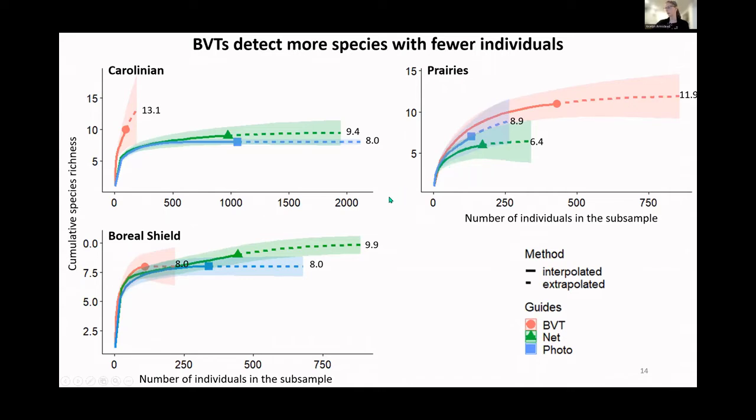And the dashed lines indicate the estimate of species richness based on if sampling was continued past what we did in this study. And from that, we can see that for the Carolinian and the prairies ecozones, blue vein traps are expected to detect the greatest species richness. And for the boreal shield, it is the netting method that's expected to find the most species with continued sampling.